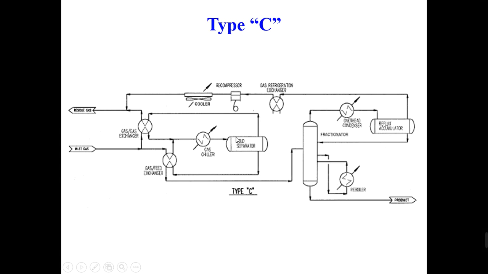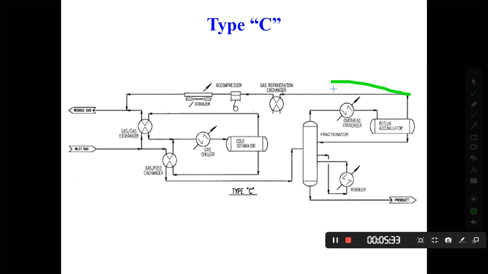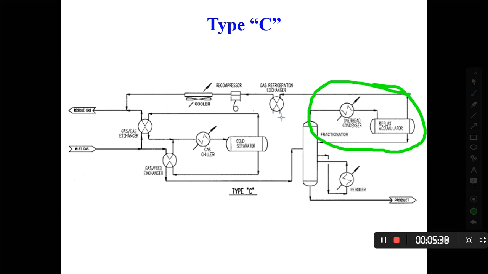Then we have type C. In type C, we have a special part. This is the special part here. In type A and type B, it was not there. This one is the most efficient one, you can say.